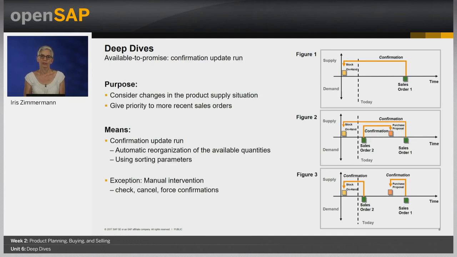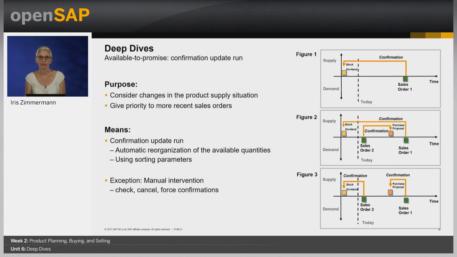The last subtopic of ATP is the confirmation update run. Its purpose is to consider the changes in the product supply situation. For example, if the stock on hand is less than expected, or to give priority to a more recent sales order. The latter is explained on the picture on the right side.